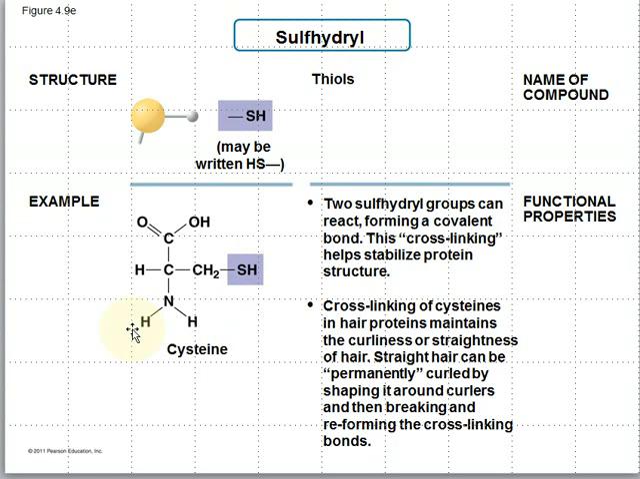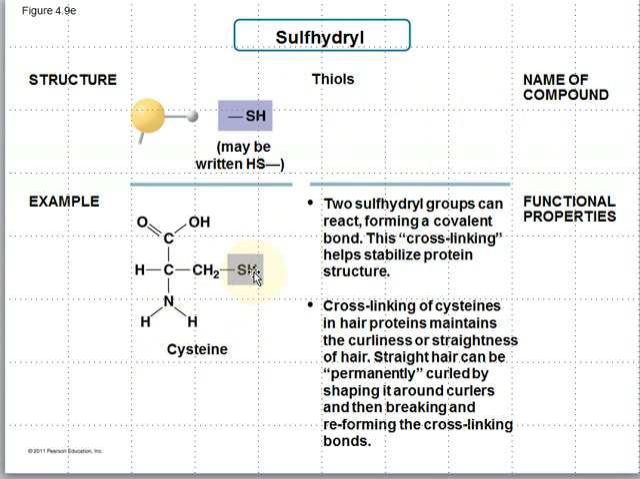The next functional group is called the sulfhydryls. The sulfhydryls, again, luckily by their name, you can probably guess what it involves. This one is a sulfur atom bonded to a hydrogen atom. So here you have the SH. That shows you a model. Down here is an example of a cysteine. There's the SH hanging off in the end here. So this would be cysteine. The name of the compounds in general are called thiols.